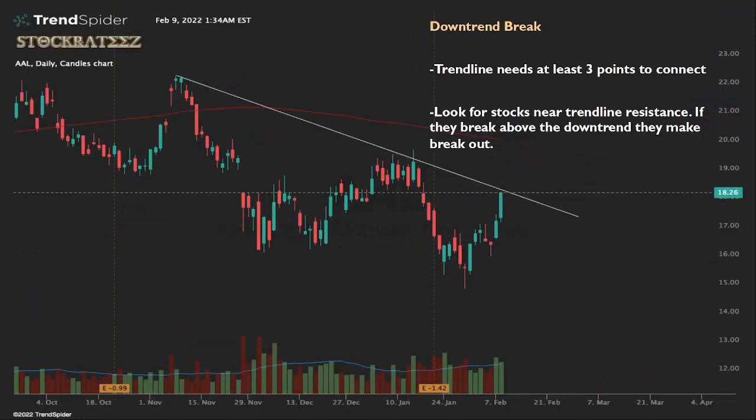Another thing I like to do is look at trend lines on larger time frames. A downtrend break is one of my favorite setups. If you follow me on Twitter, I post it all the time. It's kind of my bread and butter play.